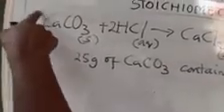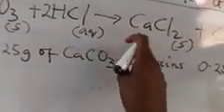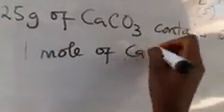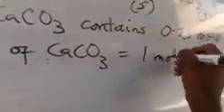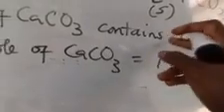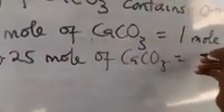Now the next step is to generate our mole ratio. From the equation we have, this is calcium carbonate, this is calcium chloride. This is 1 mole of calcium carbonate, because there's an invisible one here, will give us 1 mole of calcium chloride. 1 mole of calcium carbonate gives 1 mole of calcium chloride. But now, what we have in this reaction is 0.25 mole of calcium carbonate. Give us what? X. We don't know.